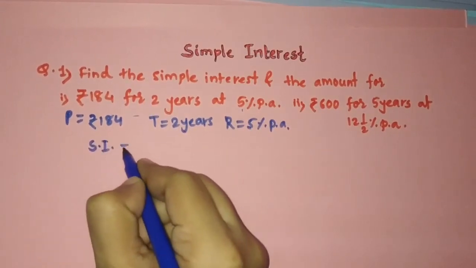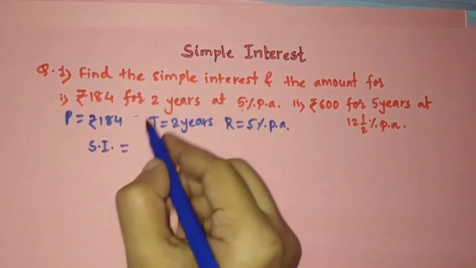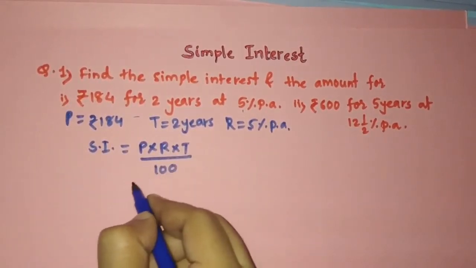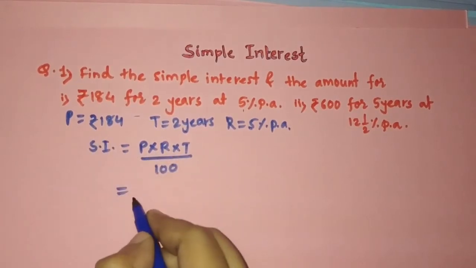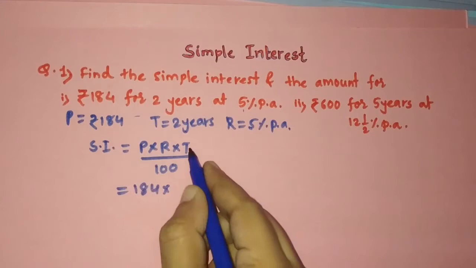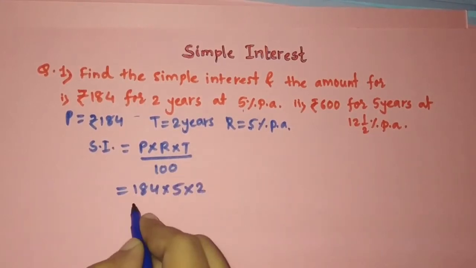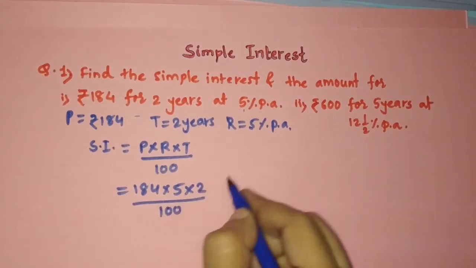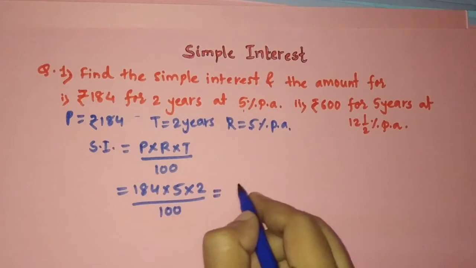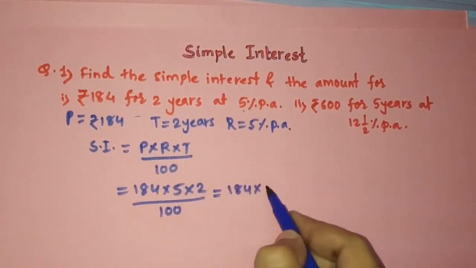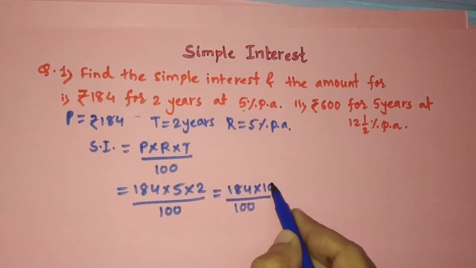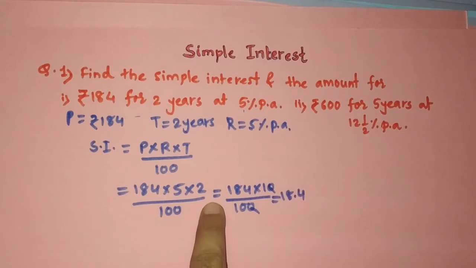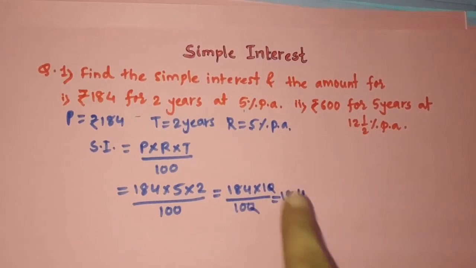So friends, SI is here, that is simple interest. We can write PRT upon 100. Just keep the values here. Principal, that is the borrowed money, or you can say sum, is 184, into rate of interest is 5, and the time duration is 2 years. So just simplify it here. You will get 184 into this 10. Friends, you can cancel this 0 and just simply write down 18.4. 184 divided by 10 is nothing but 18.4.